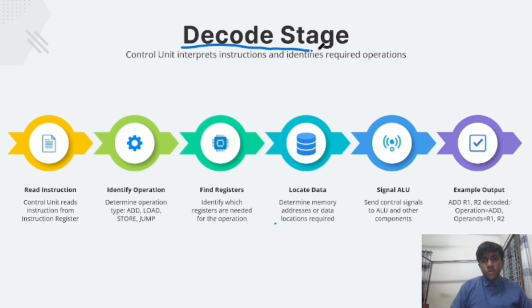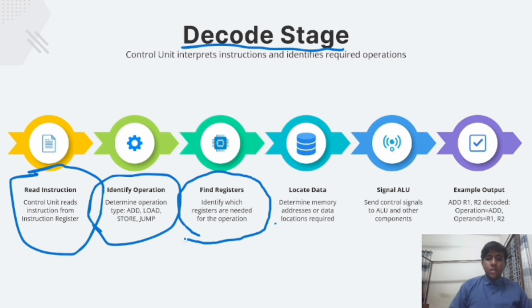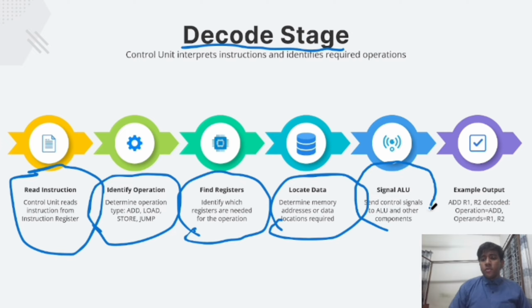And the next stage is the decode stage. Here, the control unit interprets the instruction from the instruction register, identifies the operation that needs to be performed, finds the registers needed for the operation, locates the required data, and signals the ALU and other components for this operation. Here we can see add R1 and R2. The operation is add, and the operands are register 1 and register 2.